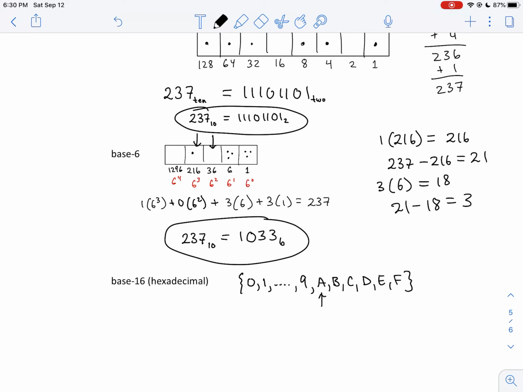Okay, so when you see the letter A, that stands for 10 of something. When you see the letter B, that stands for 11 of something. Right? Then 12, 13, 14, 15. We don't need a symbol for 16 because when you have 16 dots in a box, they will converge into a single dot in the box next to it.